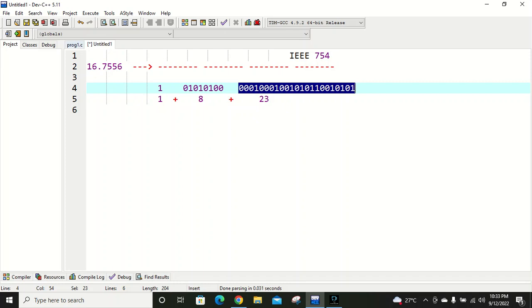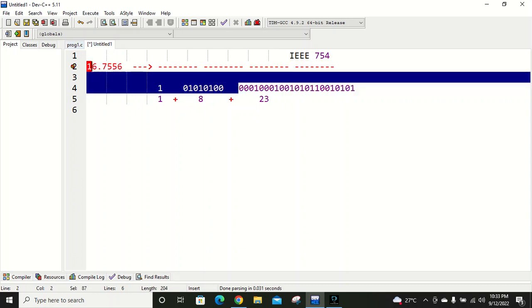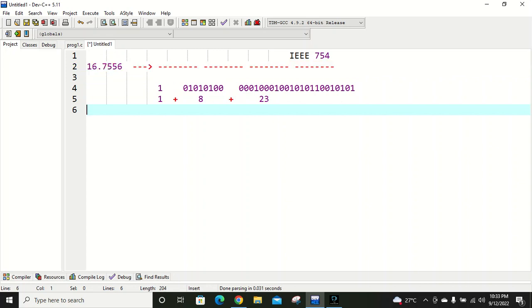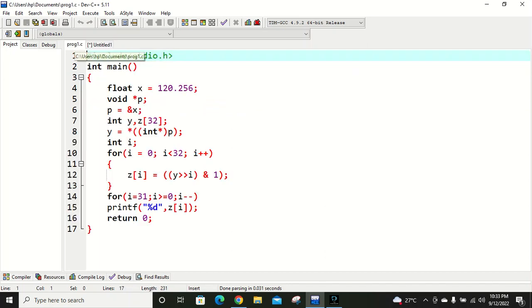So in this program, actually in the last video I also showed you how we can check that. I am taking this value, 16.7556, and running this program. Okay, I will run that program later, but first we calculate what the bits are. So in this program I take the float value 16.7.